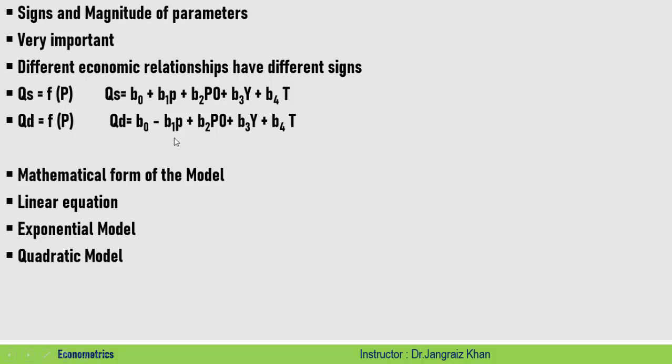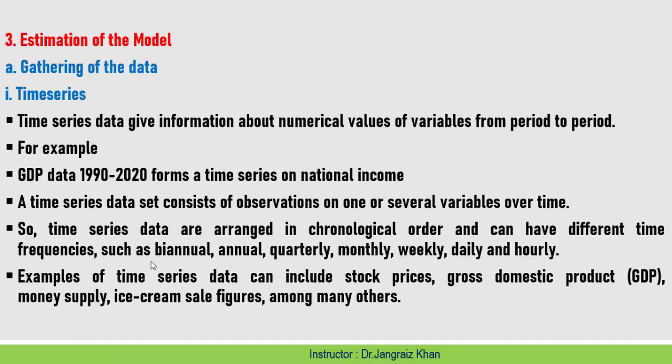After the specification of the variables, the dependent and independent variables, and signs and magnitude, the next step is the transformation of the theory into mathematical form. We can have a linear equation, we can have exponential, and we can have a quadratic model. So care should be taken to write the equation in appropriate mathematical form.